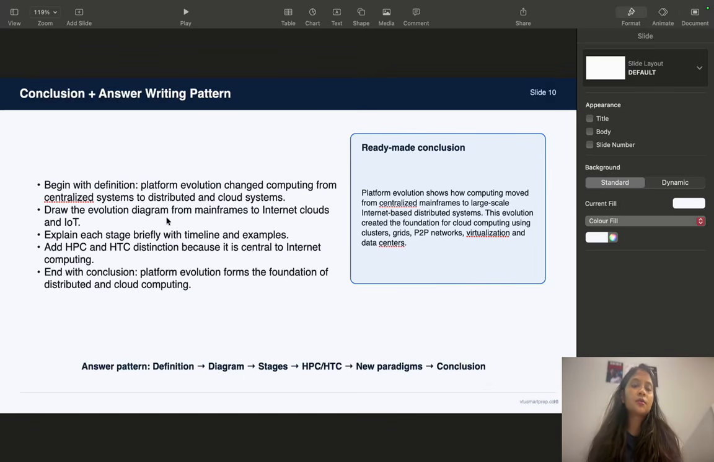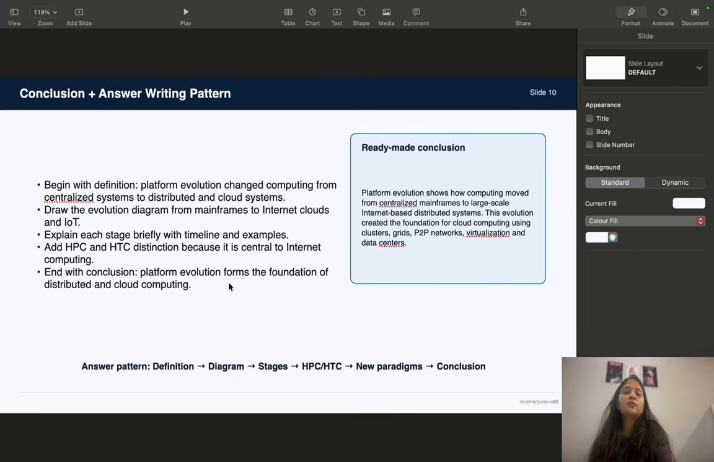You can draw the diagram from the textbook, and remember the diagram I mentioned earlier, from mainframes to internet clouds and IoT, how changes happened year by year and how it developed. Then explain each stage briefly with the timeline and examples. And this is very important: if you are explaining platform evolution, explain the HPC and HTC distinction, because it is central to internet computing. And then end with the conclusion.